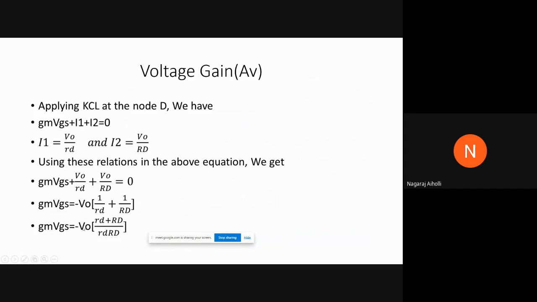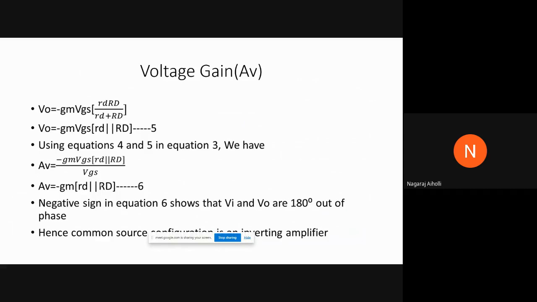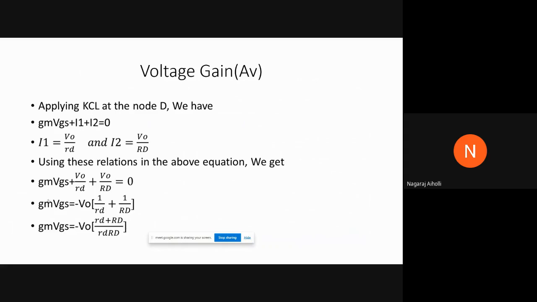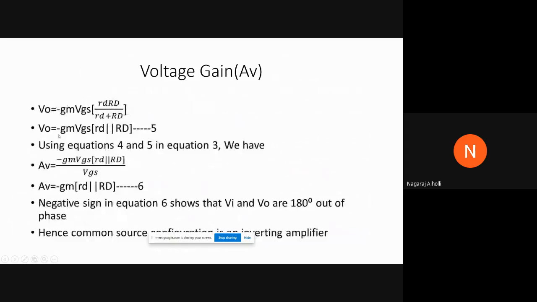Hence, gm VGS is equal to minus Vo times the sum of 1 by rd and 1 by RD. Taking the LCM, small rd into capital RD, gm VGS is equal to minus Vo into small rd plus capital RD divided by small rd into capital RD. Rearranging the terms for Vo, Vo is equal to minus gm VGS into small rd into capital RD divided by small rd plus capital RD.